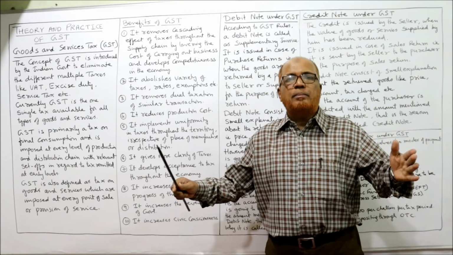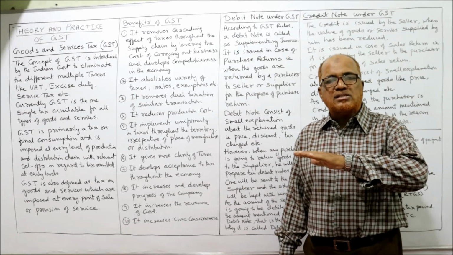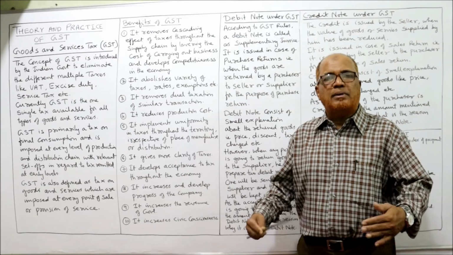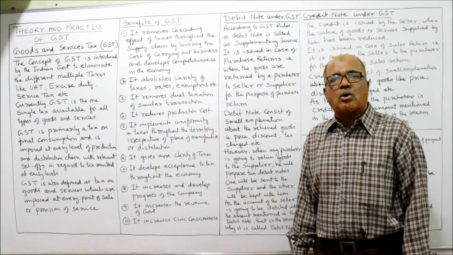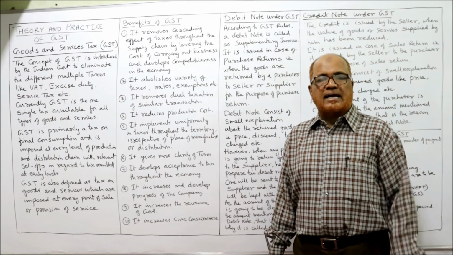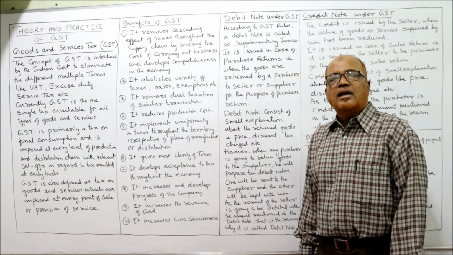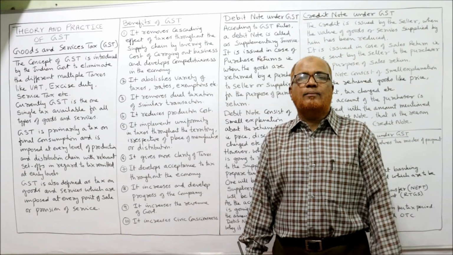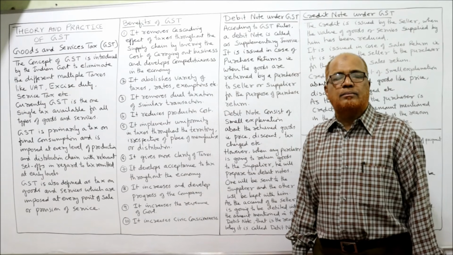So many multiple taxes were there. But recently, the government has removed all the multiple taxes and made a single tax. That single tax is called GST, Goods and Services Tax. The full form of GST is Goods and Services Tax. It is the tax which is levied on the goods and services consumed by the people.